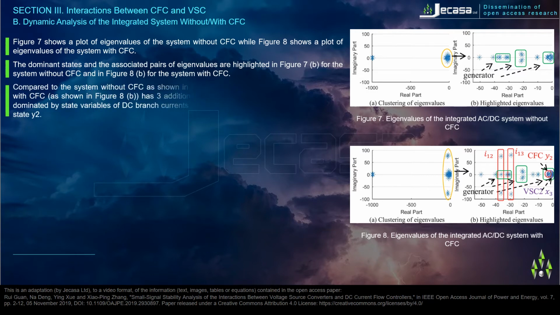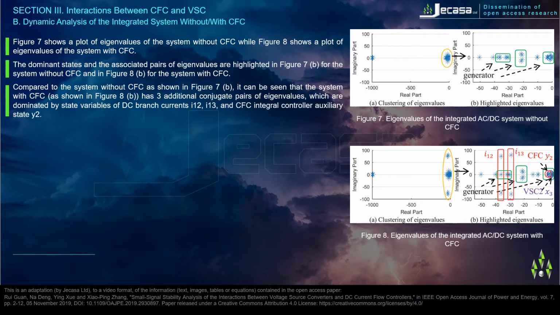Compared to the system without CFC as shown in Figure 7b, it can be seen that the system with CFC, as shown in Figure 8b, has 3 additional conjugate pairs of eigenvalues, which are dominated by state variables of DC branch currents I12, I13, and the CFC integral controller auxiliary state Y2.